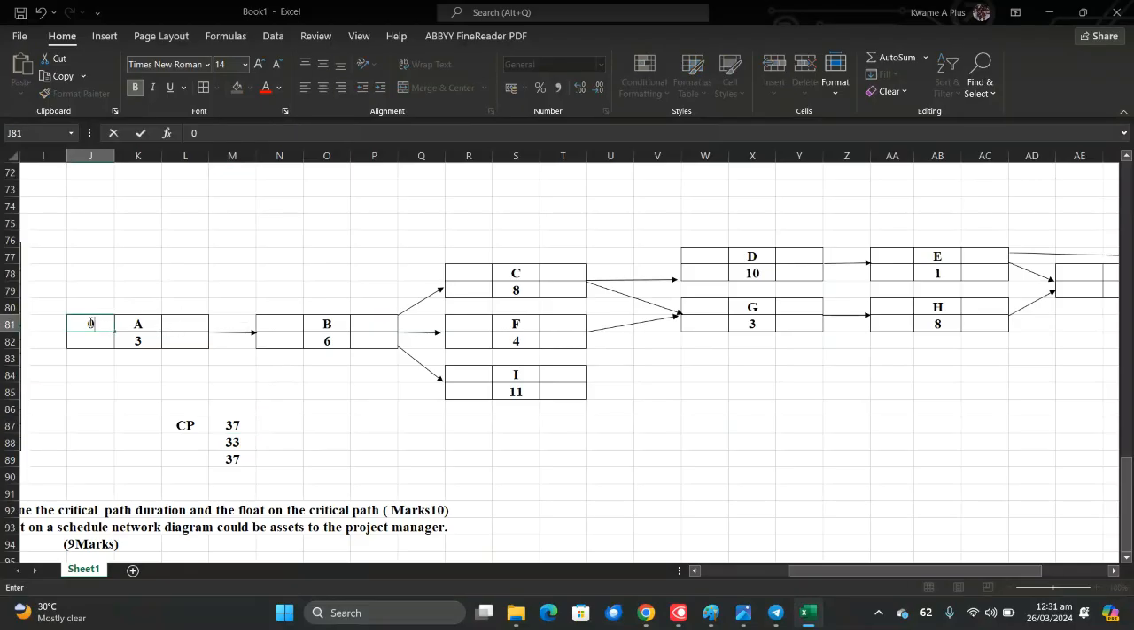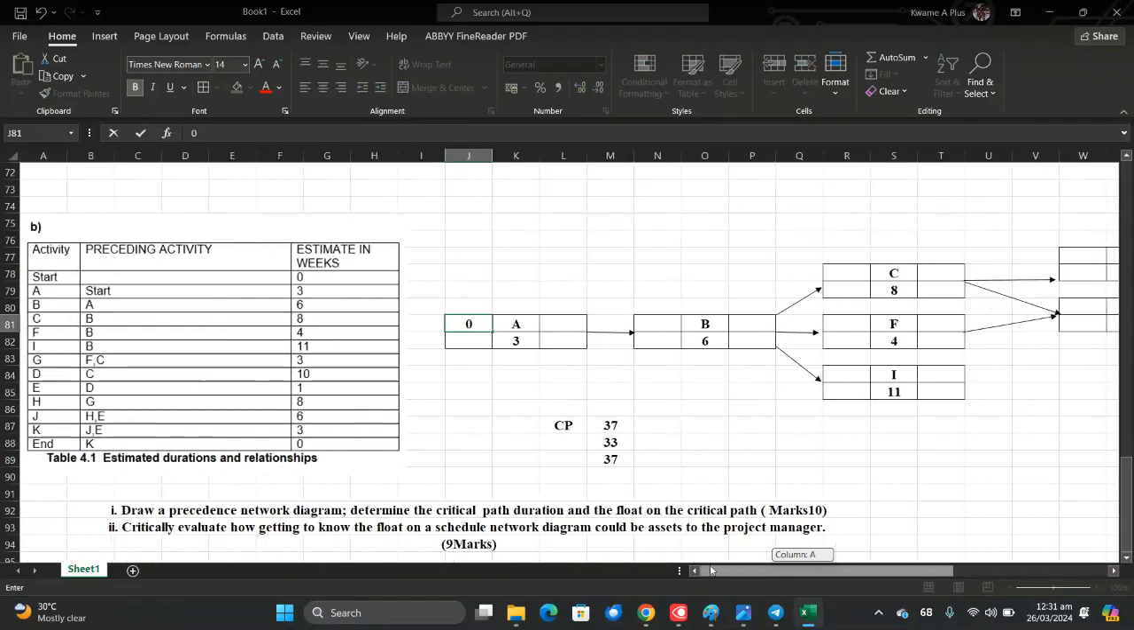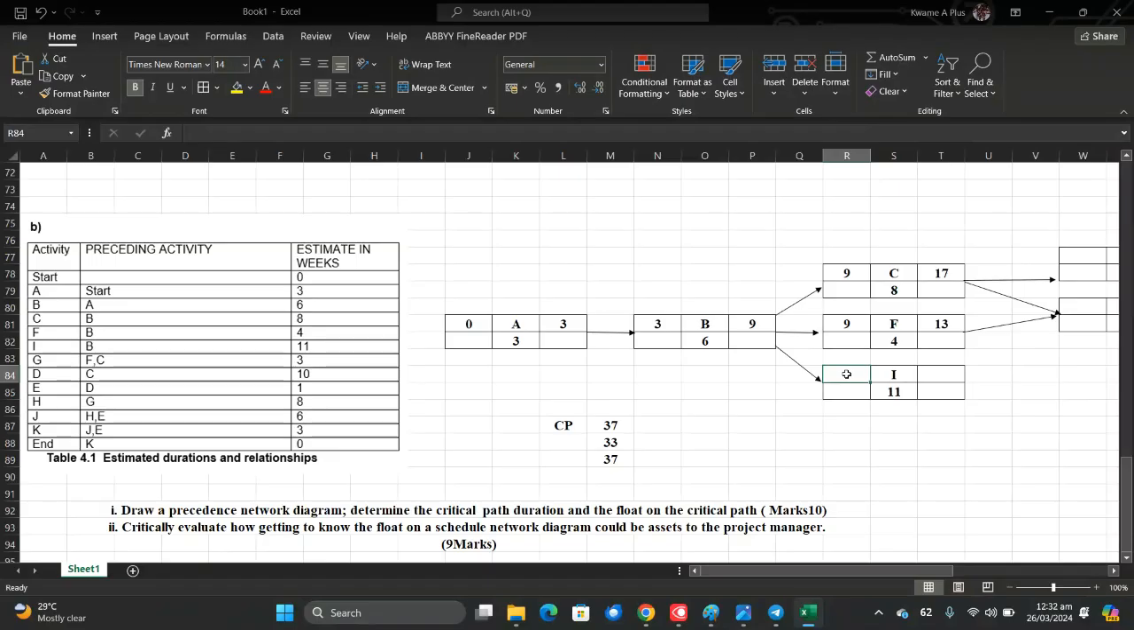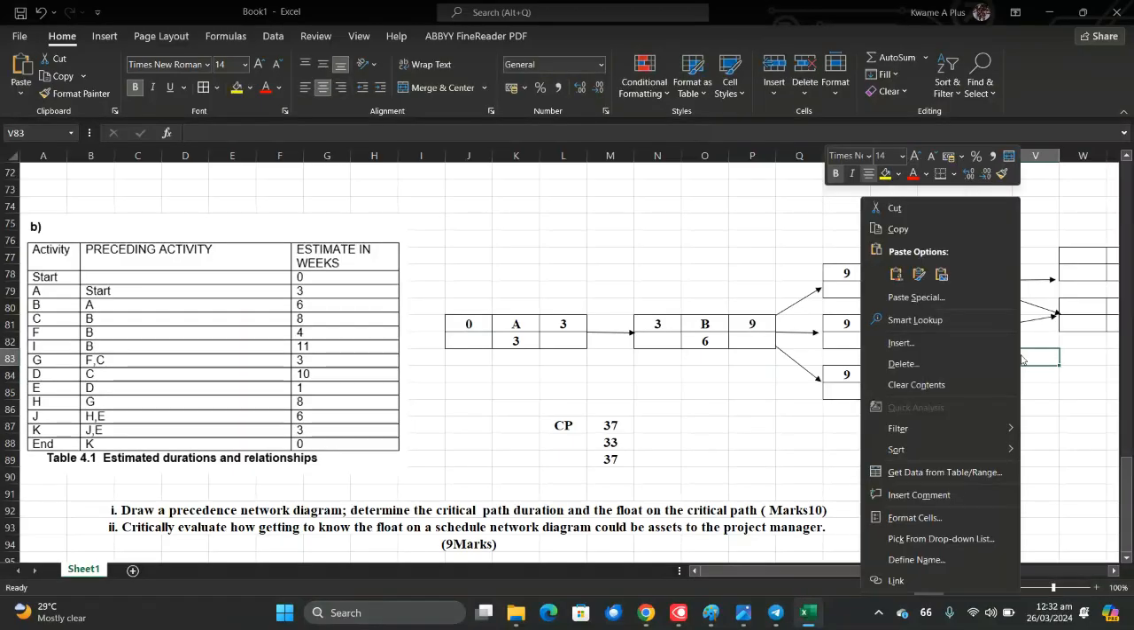Here is 0. Since we start at 0, here becomes 3. Here becomes 9, and then here becomes 9. Here becomes 17. Here becomes 9. Here becomes 13. And then here becomes 9. Here becomes what? 20.